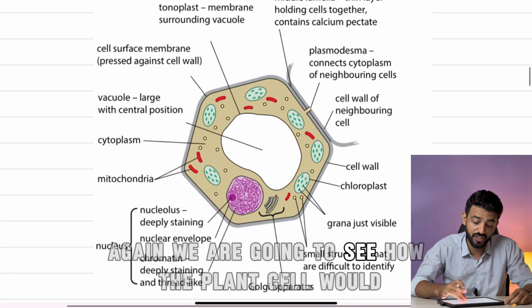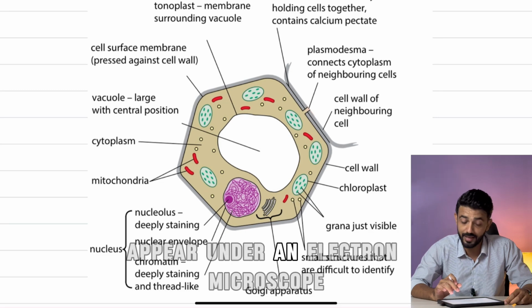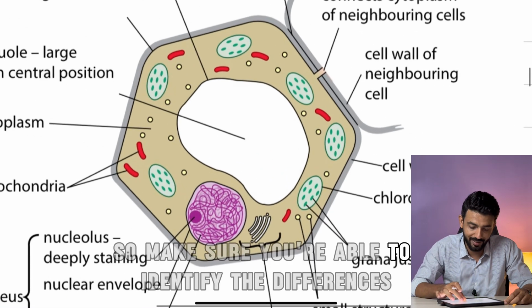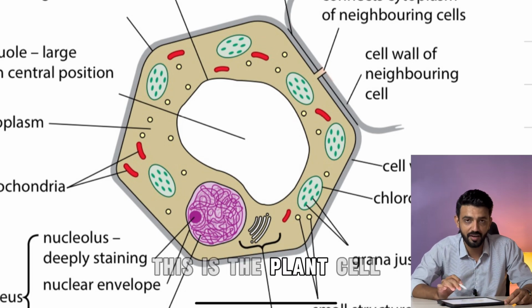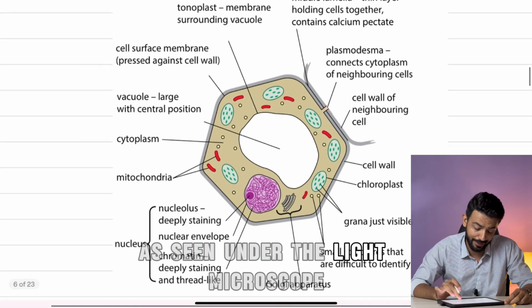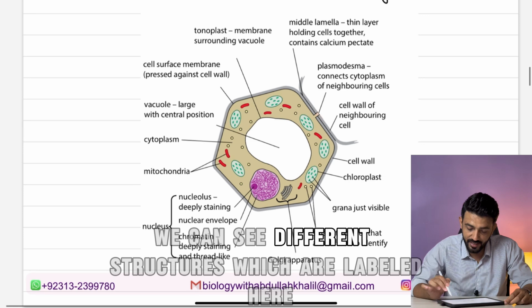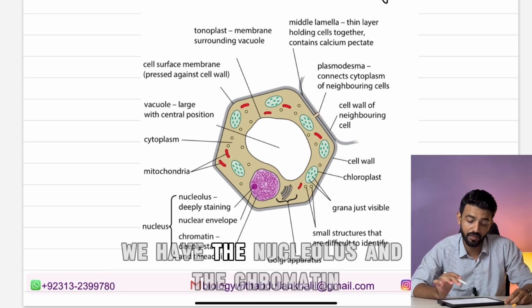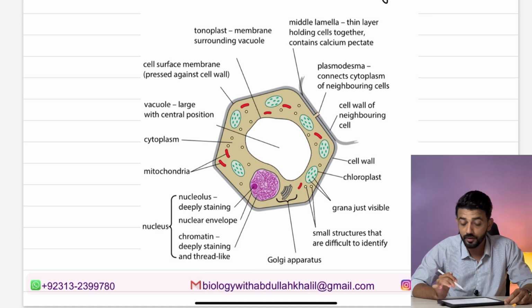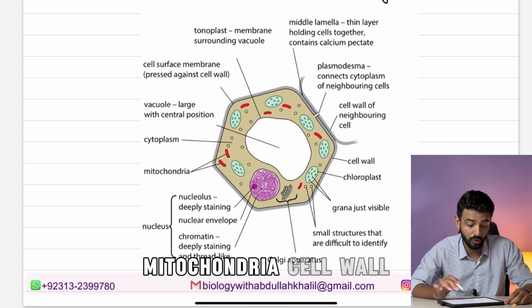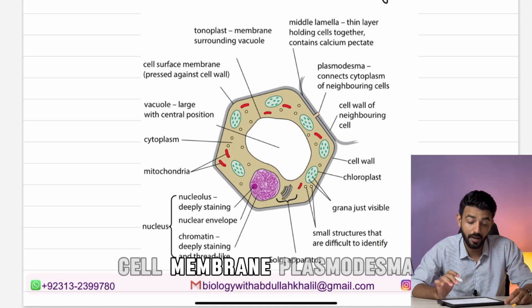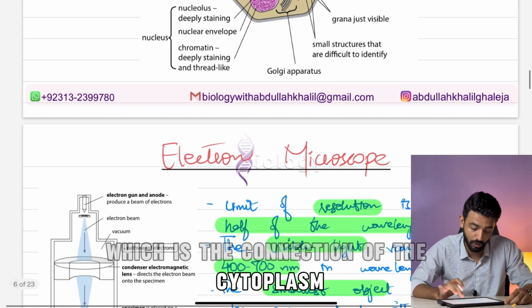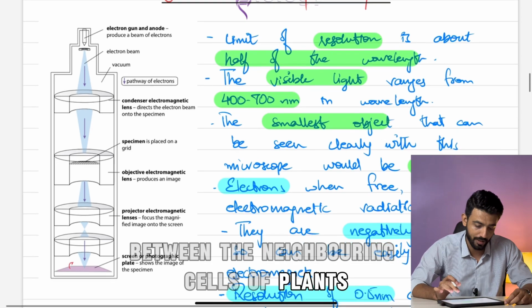Now this is how the plant cell would appear under the light microscope. Again, we are going to see how the plant cell would appear under an electron microscope, so make sure you're able to identify the differences. This is the plant cell as seen under the light microscope. We can see different structures which are labeled here: the nucleus, within the nucleus the nucleolus and the chromatin, the Golgi bodies, chloroplast, mitochondria, cell wall, cell membrane, and plasmodesma, which is the connection of the cytoplasms between the neighboring cells of plants.